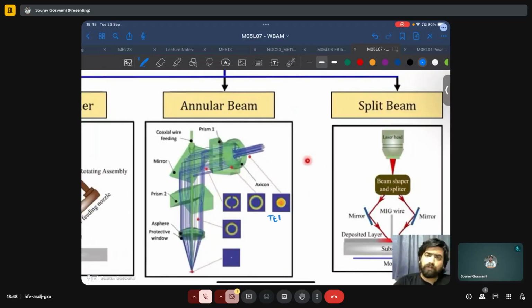Or we can use an annular beam where we start with a TEM00 beam profile. But by the use of some sophisticated optics, we can split this beam, feed the wire material through this beam, again join them back into a solid or annular shape, and then use it to deposit material. Or a simplified version of this is where we simply split the beam into two or more separate beams, and through the distance created between them, we can feed our material, and then all of these beams are made to converge again onto the substrate surface.